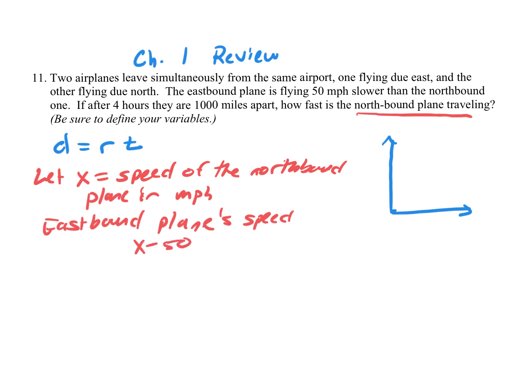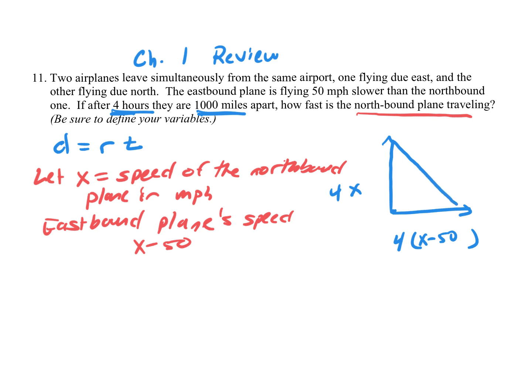Using these two ideas, if distance equals rate times time, and they travel for 4 hours, then the eastbound plane travels 4 times its speed, and its speed is x minus 50. And the northbound plane travels 4 hours at a speed of x miles per hour. So those are the distances. The other piece of information that we're told is that after 4 hours, they are 1,000 miles apart.